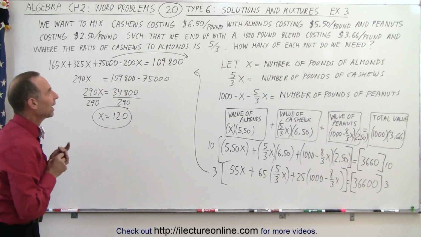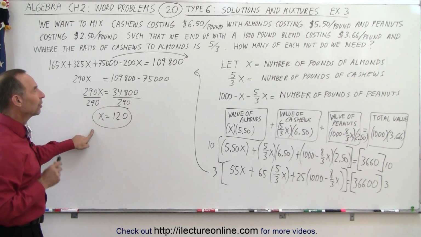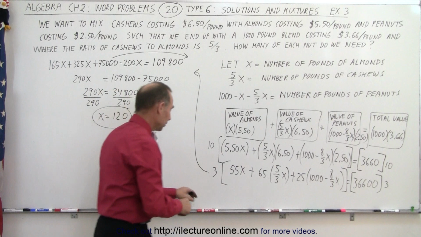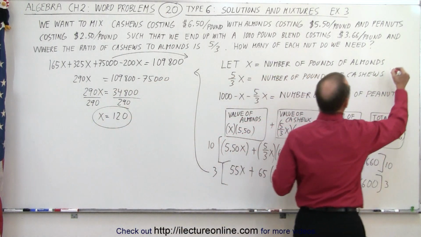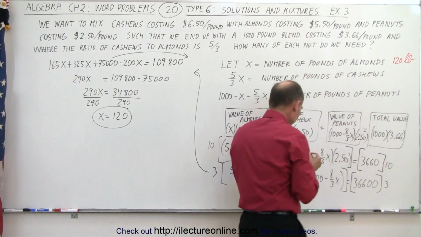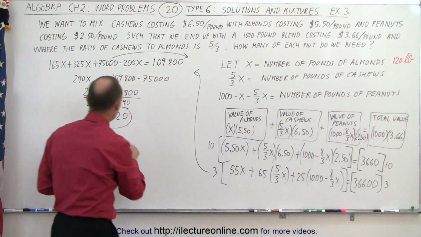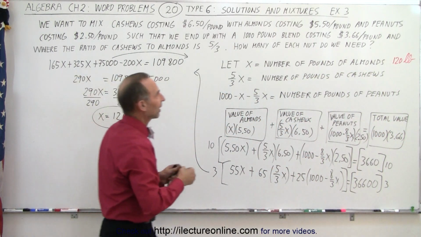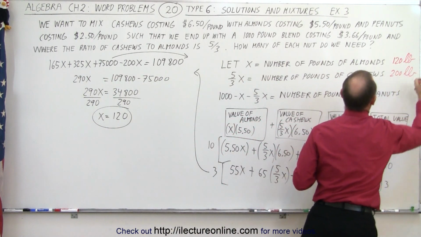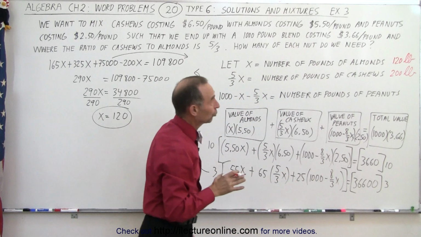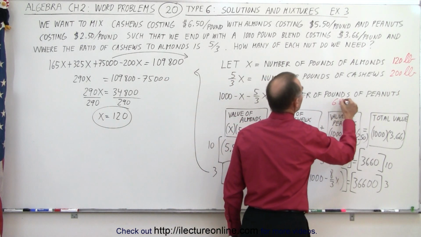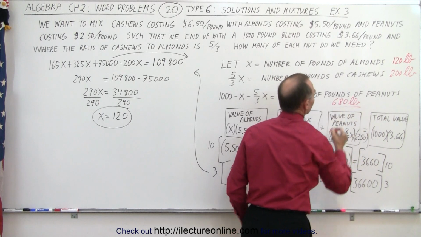So x equals 120, and x represented the number of pounds of almonds. That means we need 120 pounds of almonds. 5/3 of that: we divide by 3, which is 40, times 5. That gives us 200 pounds of cashews. And 1,000 minus the sum of those two, which is 320 pounds, means we need 680 pounds of peanuts.